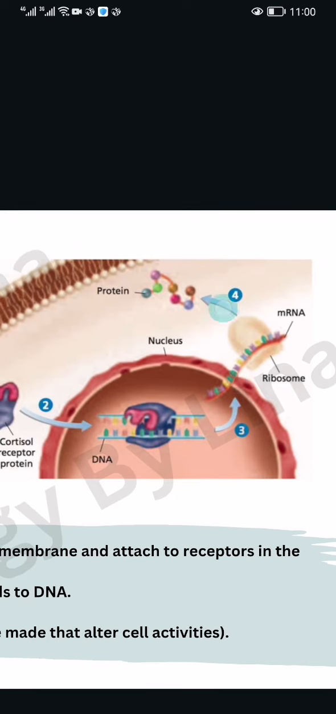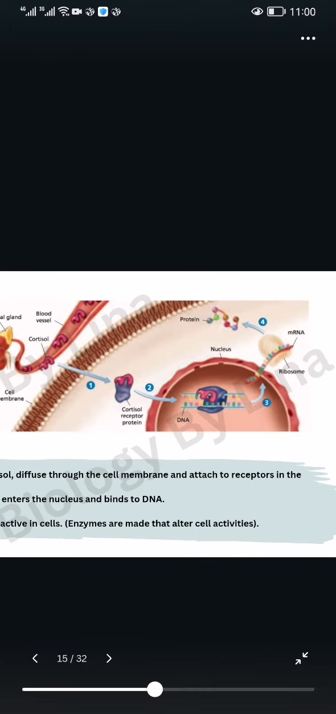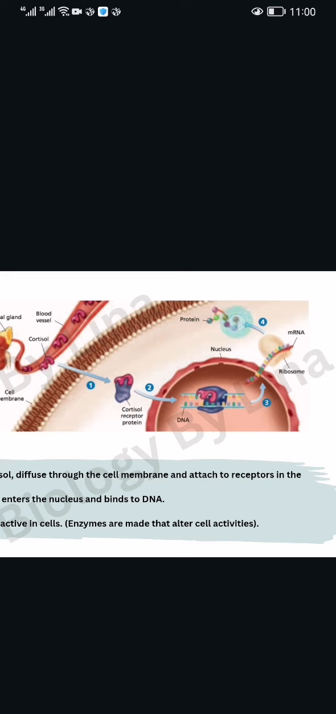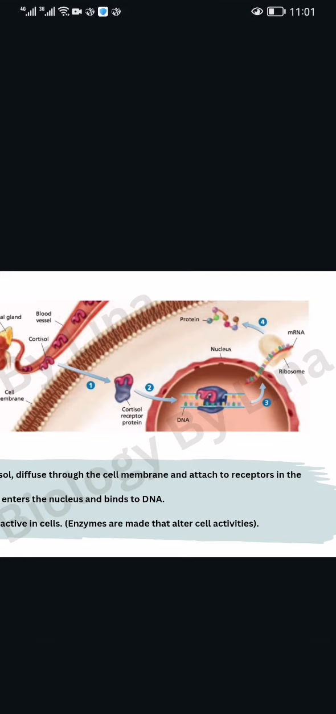And after that, the translation process happens for the mRNA to be translated to form protein. In this process, we can say the steroid hormone can affect the gene, it can affect the proteins inside the cell, it can make new protein, and it can either activate or deactivate the gene inside the cell.